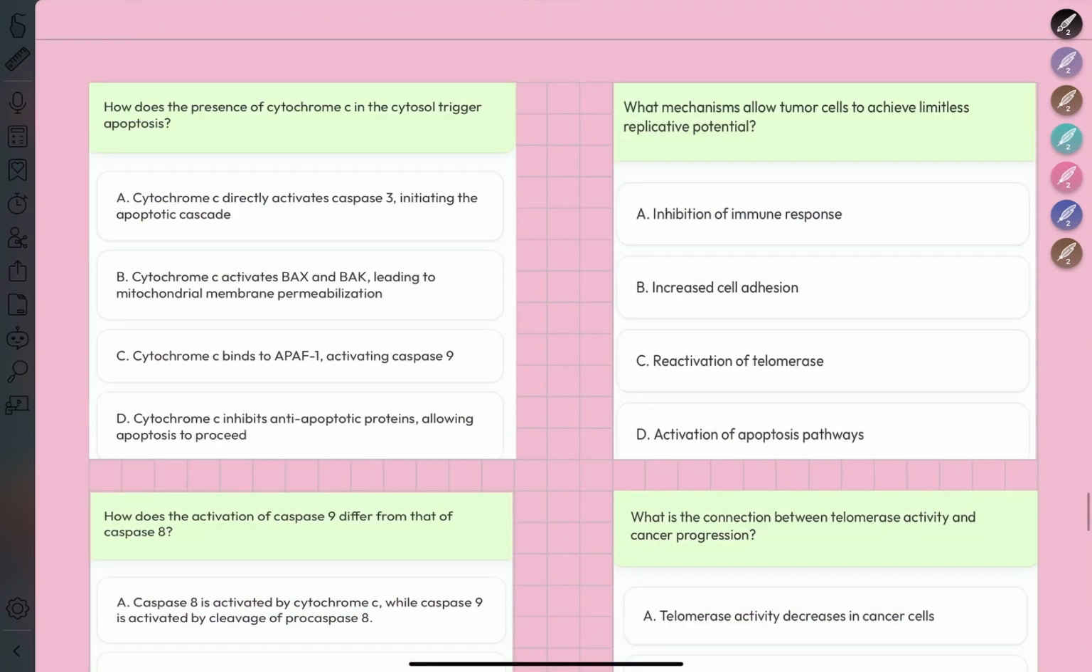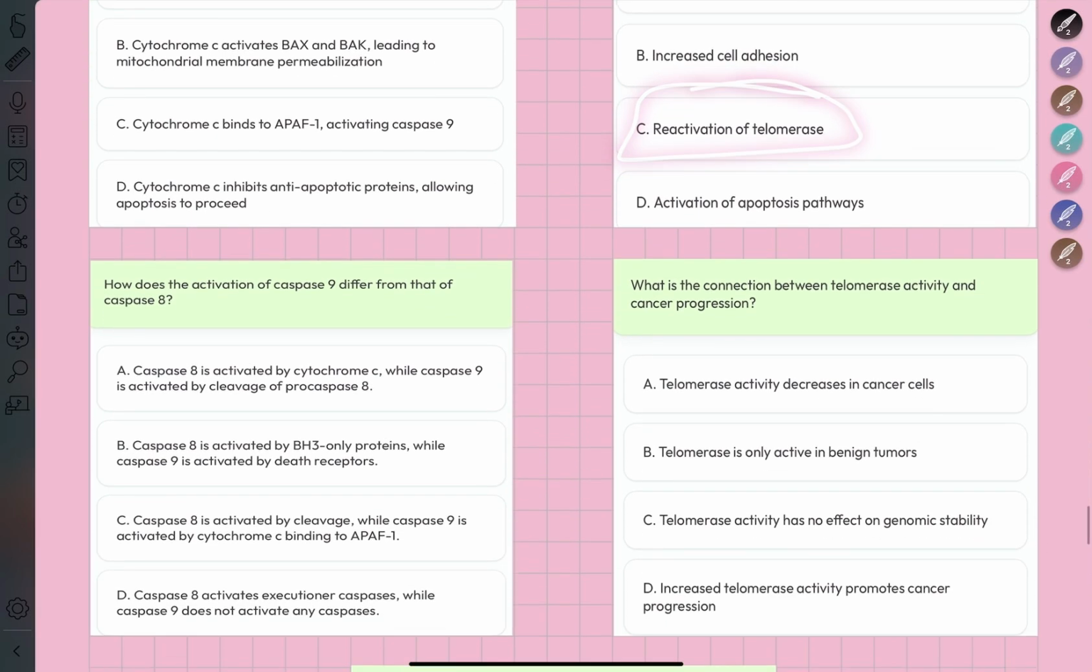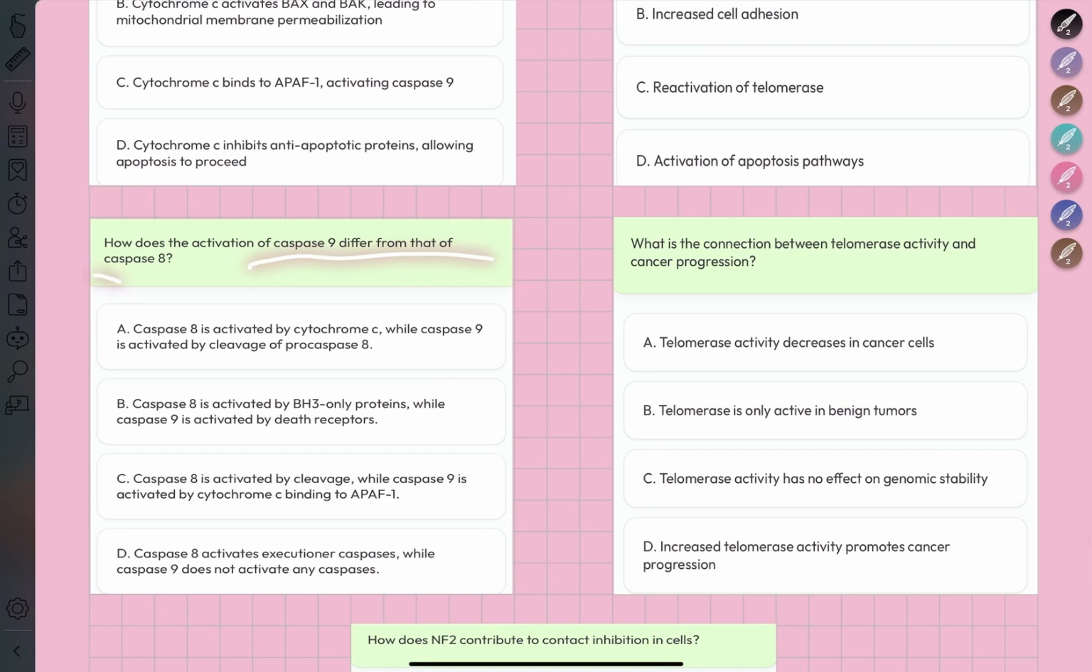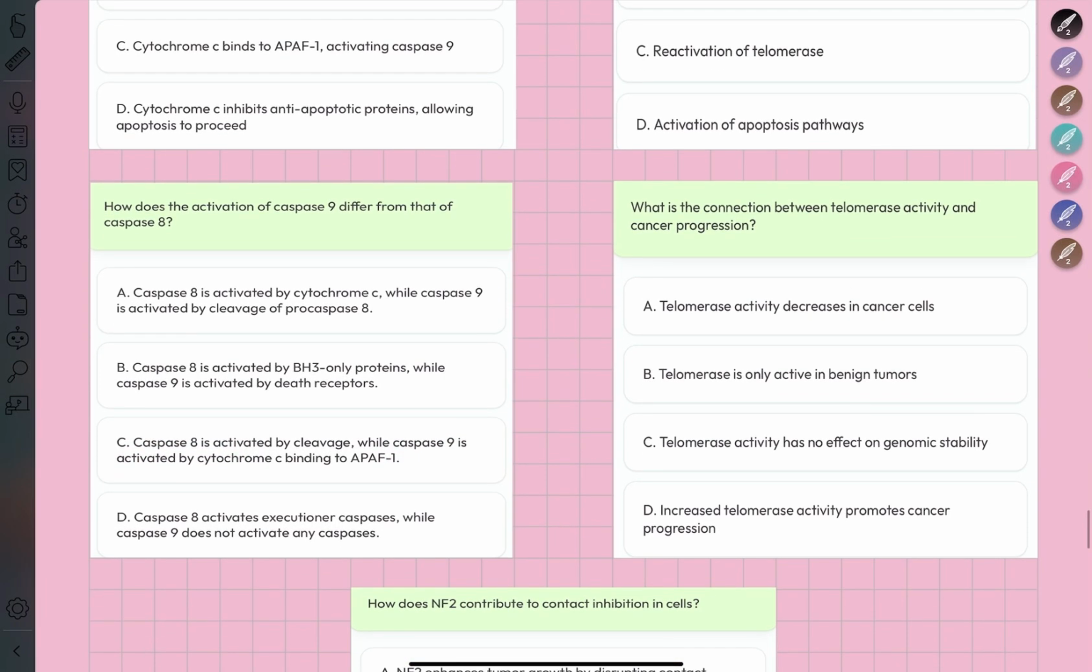How does the presence of cytochrome C trigger apoptosis? We said it binds to APAF1, activating caspase 9. What mechanisms allow tumor cells to achieve limitless replicative potential? Reactivation of telomerase. How does the activation of caspase 9 differ from that of caspase 8? Each one has its own pathway. You can say the answer is C: caspase 8 is activated by cleavage, and caspase 9 is activated by cytochrome C binding to APAF1.